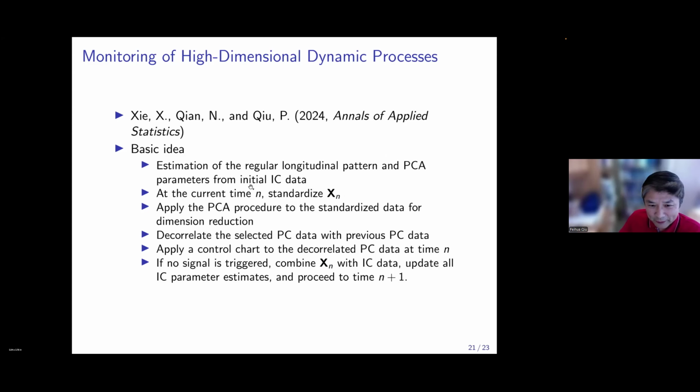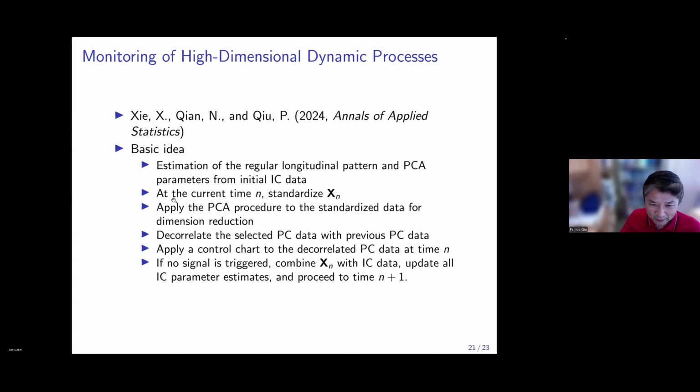Again, we need to choose the initial in-control data. That initial in-control data may not be very large. Then from the initial in-control data, we try to estimate the regular longitudinal pattern. Based on the regular longitudinal pattern, we can standardize the initial in-control data, minus the mean divided by standard deviation or something. Then we can compute the PCA, first principal component, second principal component, those loading matrices, loading coefficients, and so forth. And then we need to decide how many PCAs we should use.